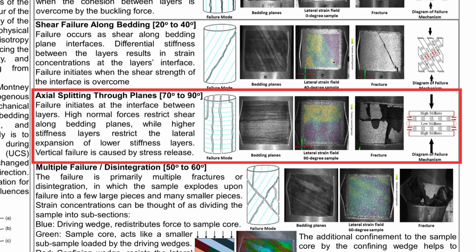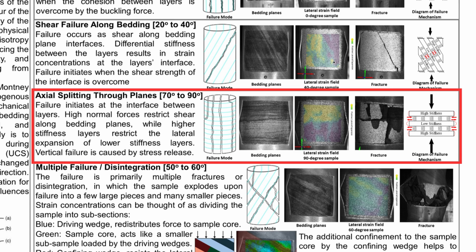Next, we'll talk about axial splitting through planes, which occurs in the 70, 80, and 90 degree samples. When we take a look at the failure mode, we can see that most of the fractures occur vertically, perpendicular to the bedding planes. However, if we take a look at the DIC recording, we can see that failure actually initiates at the interface between the layers.